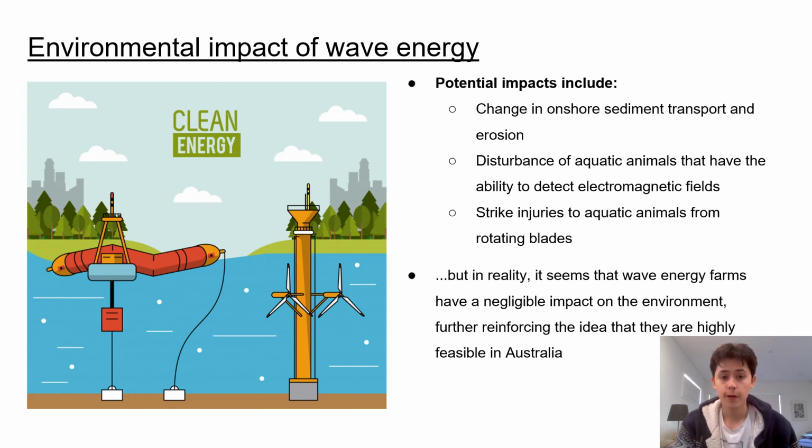A study in Portugal in 2010 found that the impact of wave energy farms on tides and onshore wave processes was negligible. However, in contrast, a similar study on the same wave energy farms 4 years later found a significant reduction in wave height. With regards to strike injuries and the disturbance of aquatic organisms due to electromagnetic fields, there is little evidence of such events actually occurring. Even if such impacts were common, the consensus seems to be that technology could be employed to mitigate these impacts. Hence, the implementation of wave energy farms in Australia would likely not result in degraded coastal environments, therefore suggesting high feasibility.